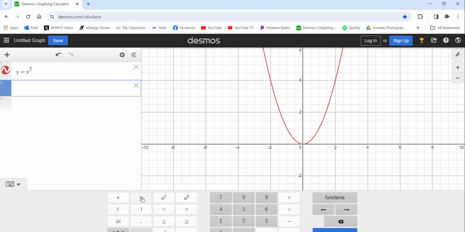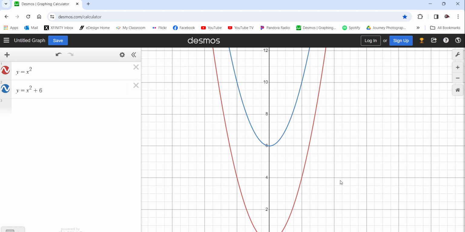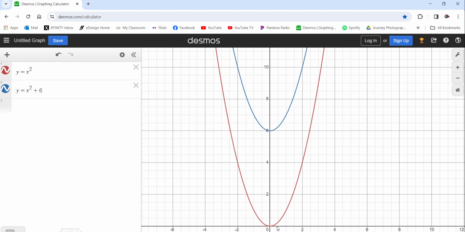And let's do this. Let's go y equals x squared. Let's do a plus. Plus what? Let's go a little bit more than what we did before. Let's go plus 6. Look what it did. It made the same exact shape, but what did it do to that red one? It just shifted it up 6 because of that plus 6. That's what that plus 6 is doing to that parabola. It just moves it up. Okay.